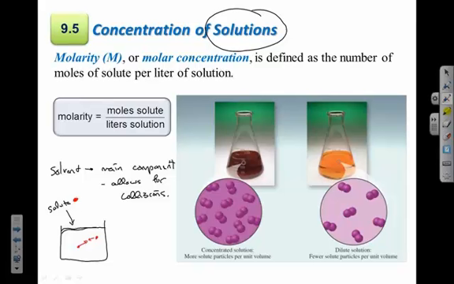So if I want more collisions, I need a higher concentration, or I need more molecules in a given amount of space. And so concentration is usually measured in molarity. There are some other concentration units we're going to see, but molarity is usually used because it's the moles of solute, which is the number of particles. A mole is just a number of particles. The number of particles dissolved in a given amount of space.